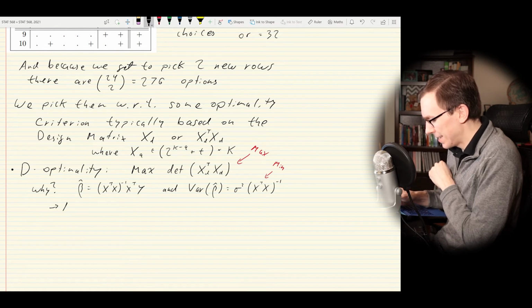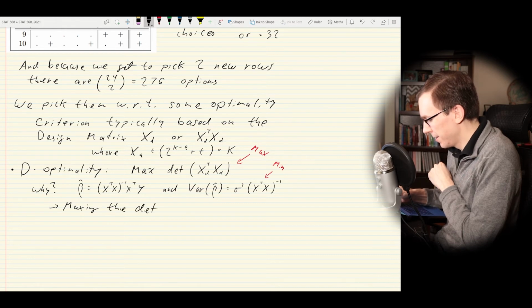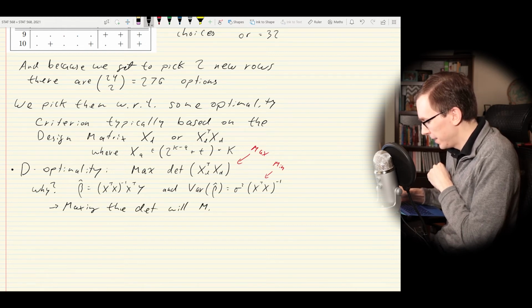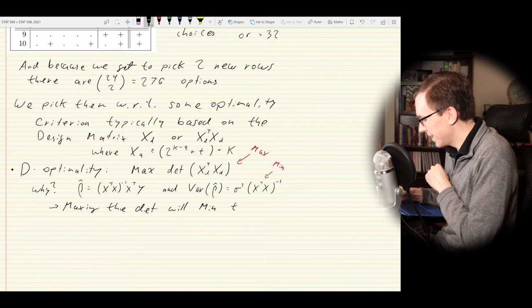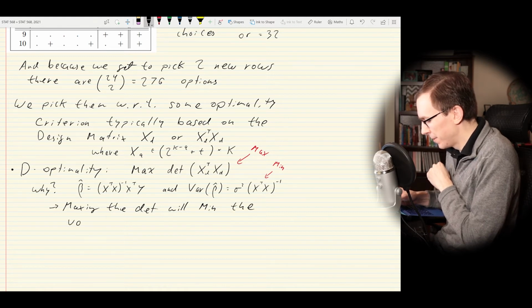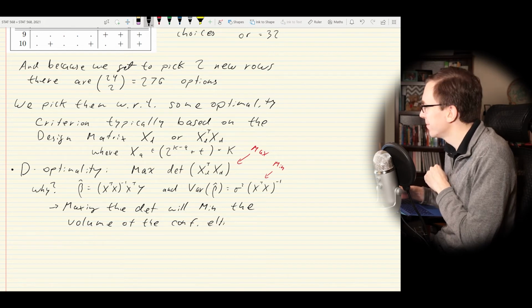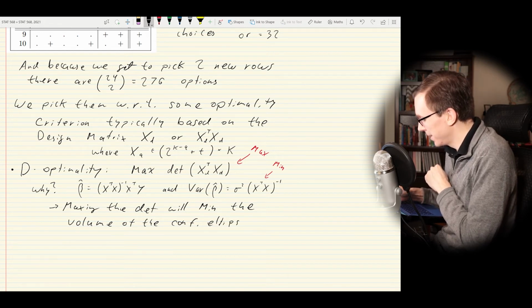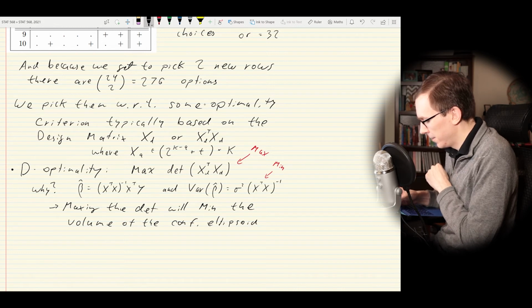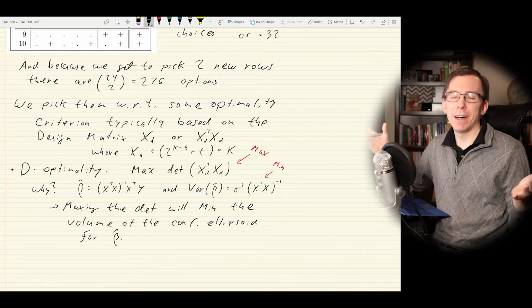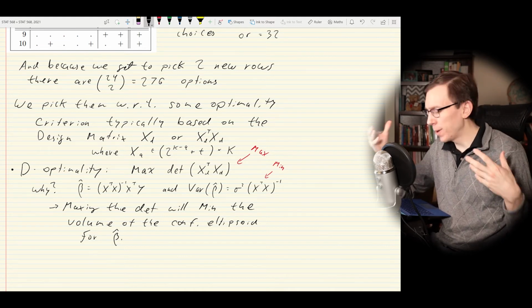What I'll say is maximizing the determinant will minimize the volume of the confidence ellipsoid for beta hat. So in a sense, you're minimizing the variance in a way.